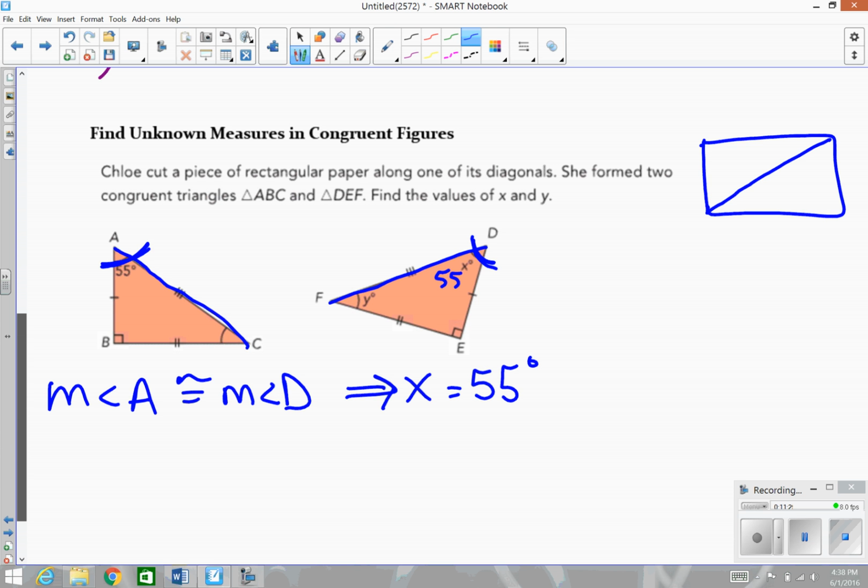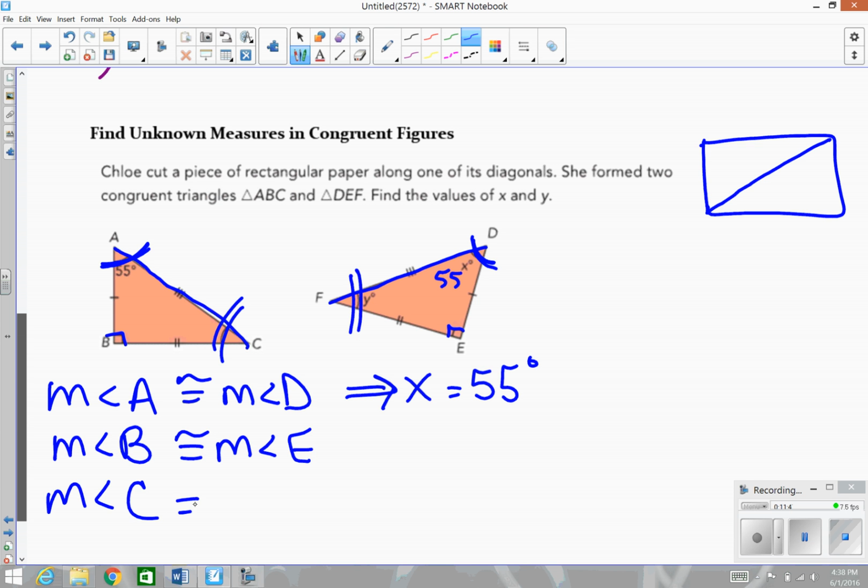We also know that the measure of angle B is congruent to the measure of angle E because they're both right angles. And then lastly, we have that the measure of angle C is congruent to the measure of angle F.